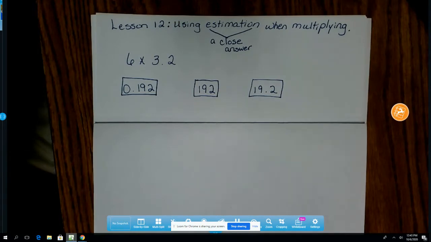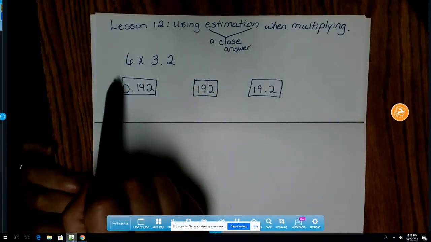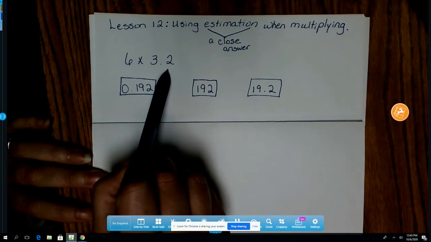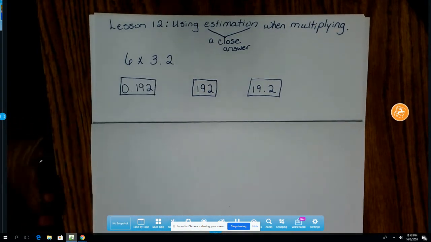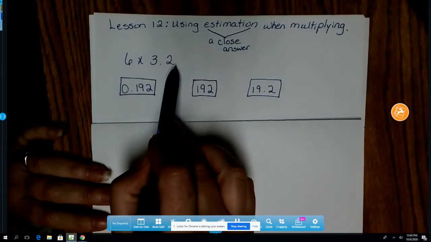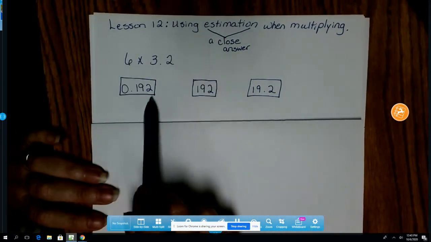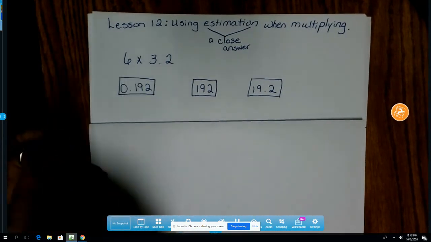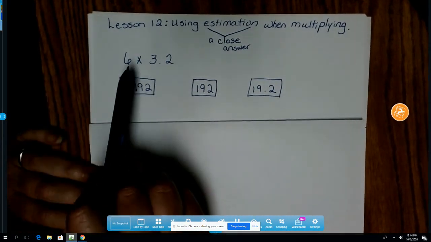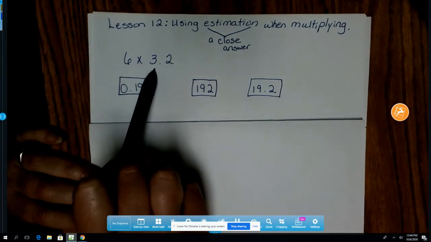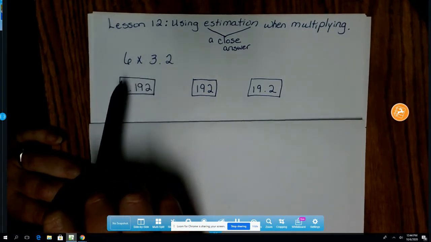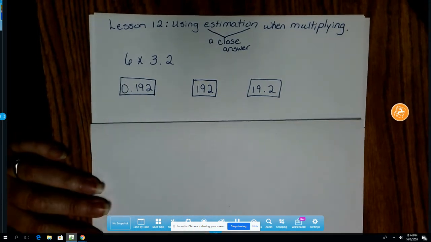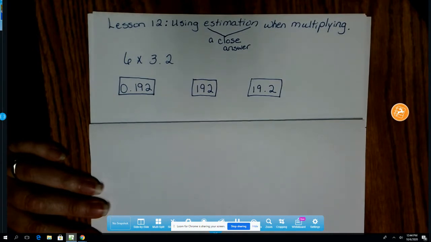So with estimating, I have my problem here, 6 times 3 and 2/10. And I want to estimate, I want to get a close answer to what the answer to this would actually be. And I have 3 choices here. So if I look at just the whole number part of this problem, I see that that is 6 times 3. And I know that 6 times 3 is 18. And so I'm looking for an answer that has close to 18 as part of the answer.